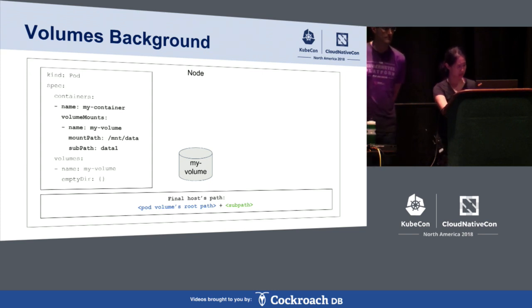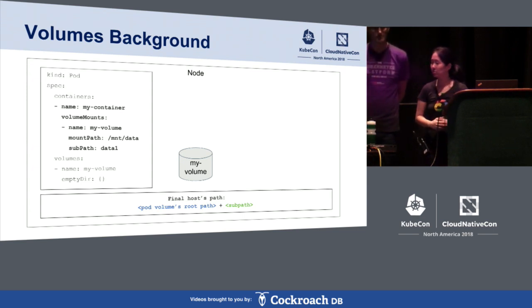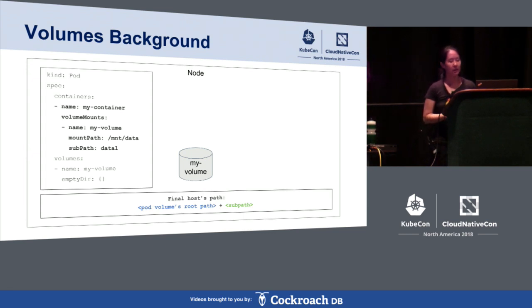You can also see in this pod spec that there is a subpath of data1 specified. What this subpath lets you do is, instead of mounting the root directory of the volume into the container, it lets you mount a subdirectory of the volume into the container. And to handle this, what we do in Kubernetes is, instead of telling Docker the root directory of the volume, we append the subpath to that root directory and give that combined path to Docker.